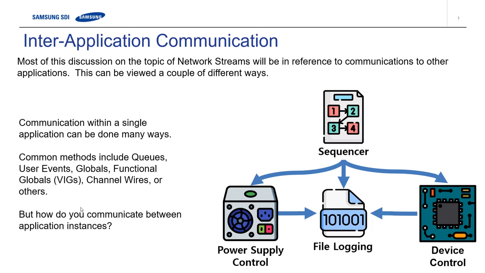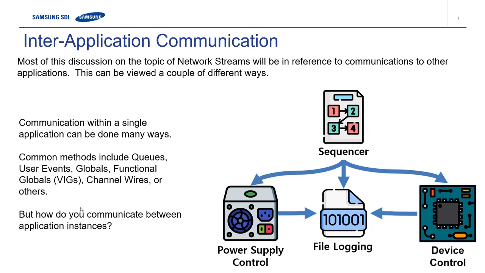And so what we have really here is you might have a program and it has multiple independent running loops. And this is pretty common. You'll have a code module running the power supply, a code module running file logging, and a sequencer that might talk to all of them. And it's pretty common to need to communicate to these independent loops in various ways.